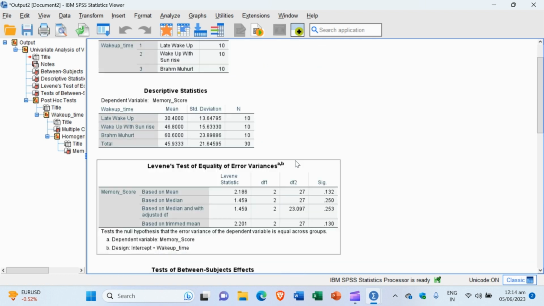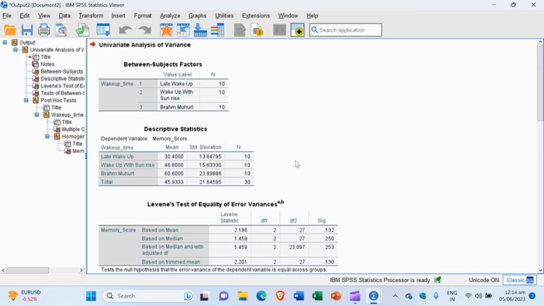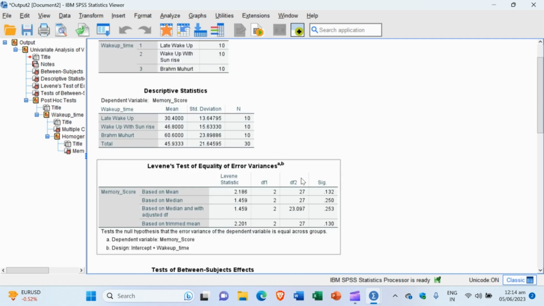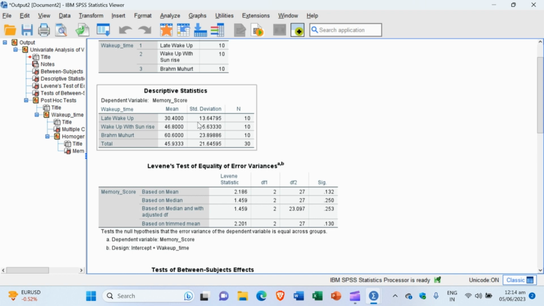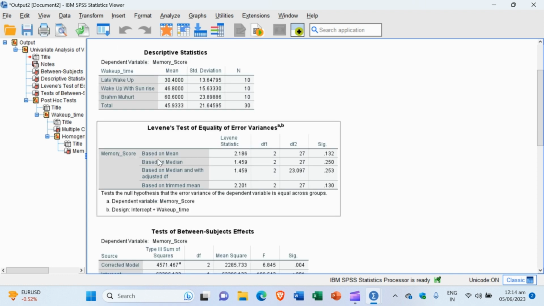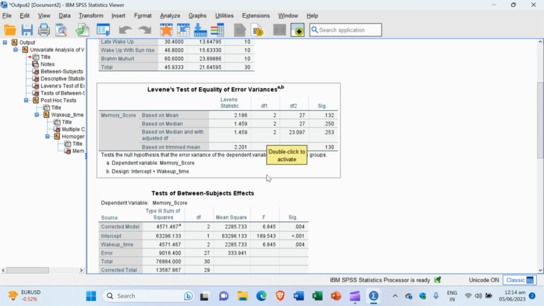We see here there are so many tables available, and one table is for the descriptive statistics, in which we will explain the result of the descriptive statistics, that is the mean and standard deviation. And the other table is for the Levene's test. Levene's test examines the homogeneity of the groups.